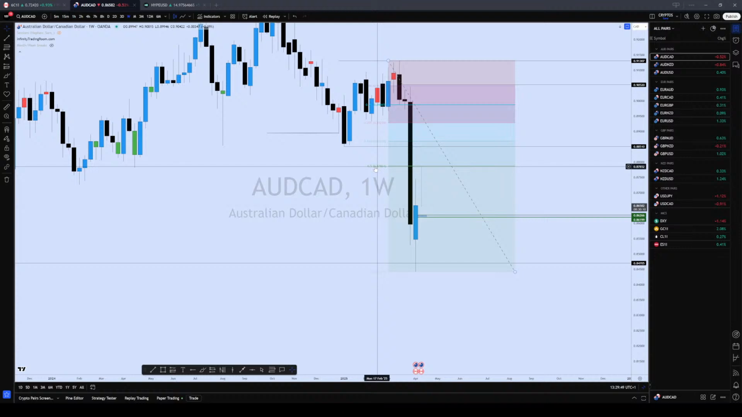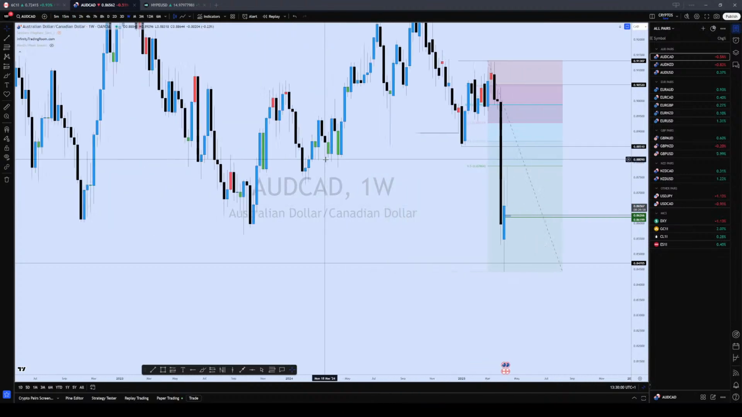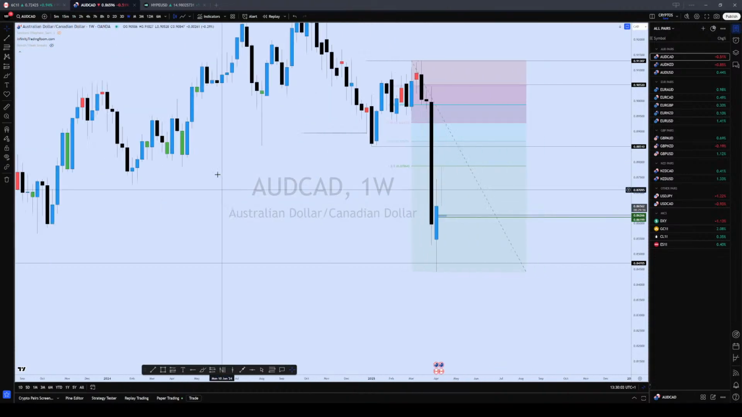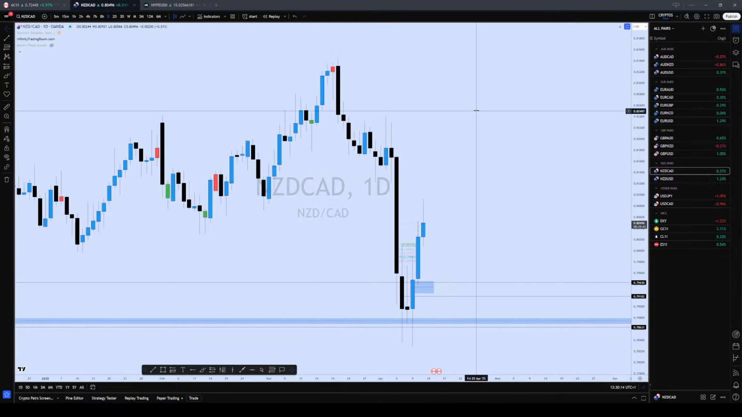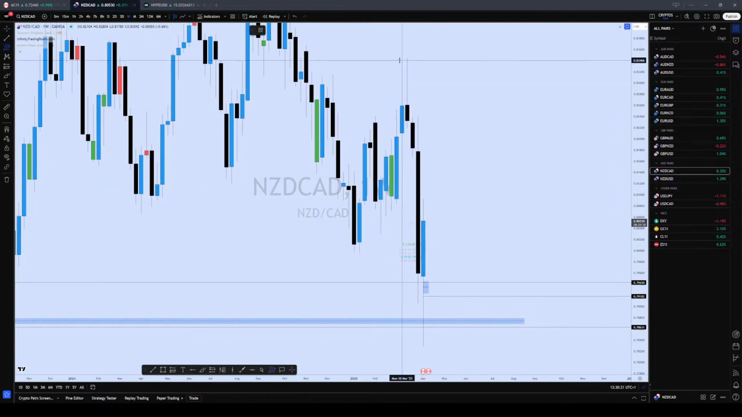So next week you'll be aiming for 87860 and then 88510. Right, yeah. So that is that for the Aussie CAD. New Zealand CAD is doing well so far because of the Aussie New Zealand. So that can also trade.